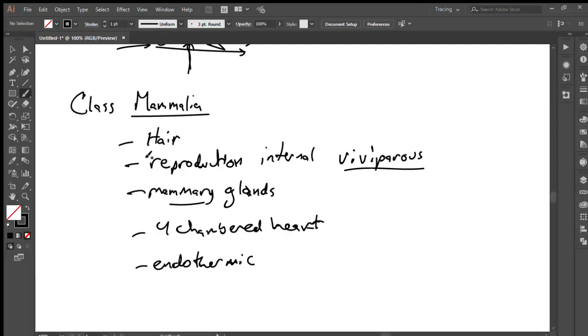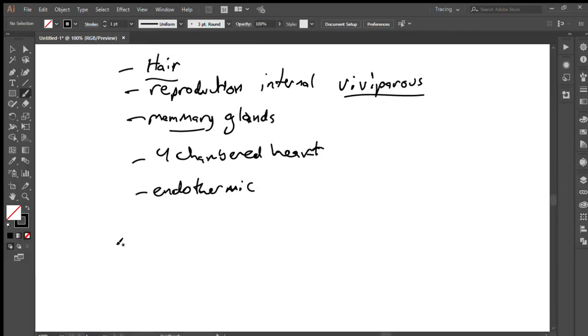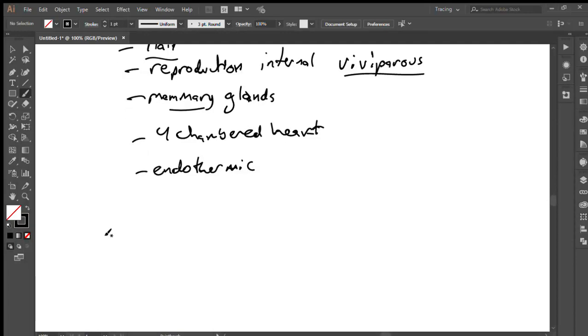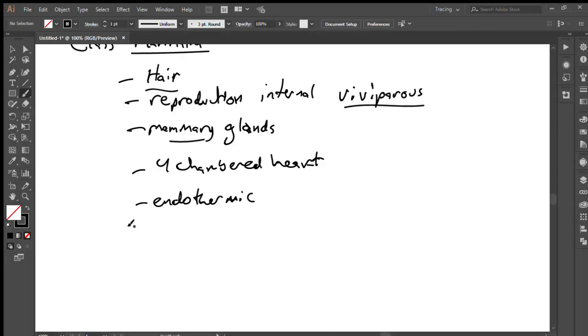Hair. Let's start with hair. Hair is kind of interesting. We just have pretty much one type of hair. What purpose does hair serve? Primarily insulation. It can be a little sensory too. Some of our sense of touch is tied to our hairs and feeling the contact with those hairs.